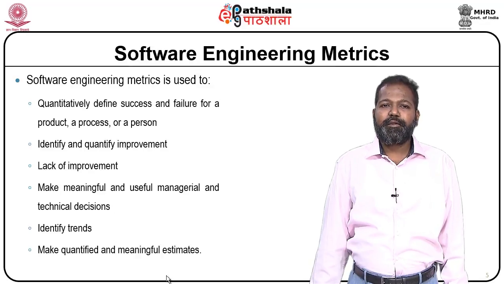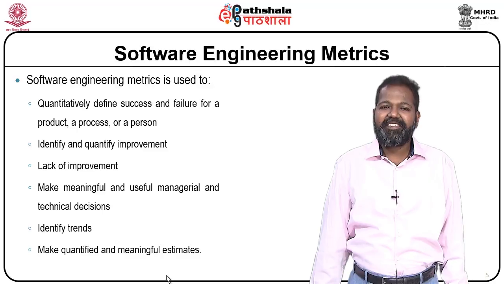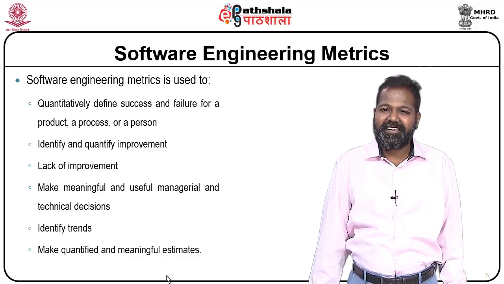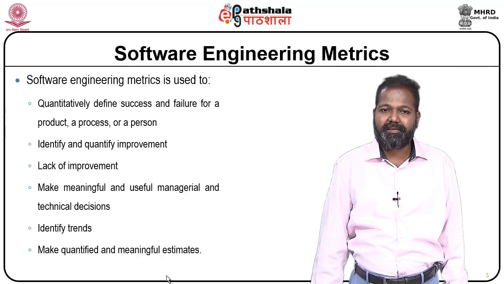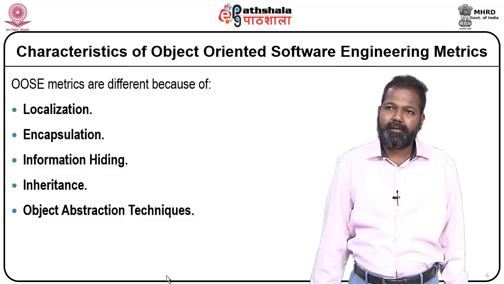Software engineering metrics is used to quantitatively define success and failure for a product, process, or person. Identify and quantify improvement, lack of improvement, make meaningful and useful managerial and technical decisions, identify trends, make quantified and meaningful estimates. Characteristics of object oriented software engineering metrics.